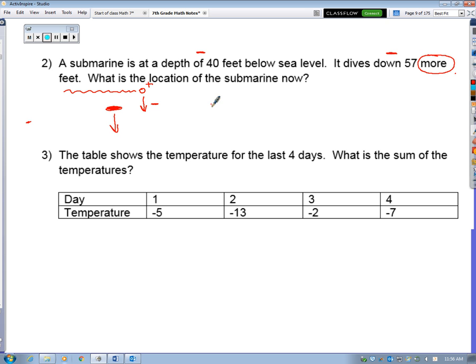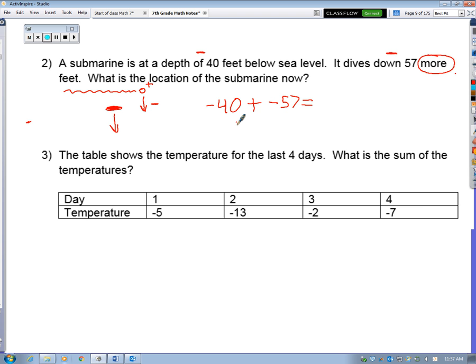Okay, so we're going to set this problem up. The submarine was at negative 40. We're adding more feet down. Okay, it's going 57 feet more lower than it was. Okay, so we're going to add these two together.